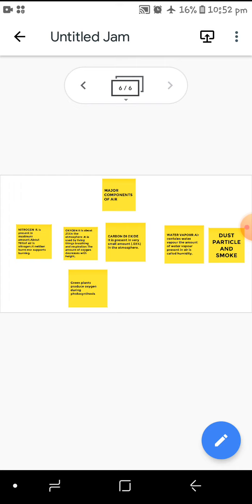This is all we have learned about air today: air is present everywhere, and air occupies space. The major components of air are nitrogen, oxygen, carbon dioxide, water vapor, dust and smoke. Nitrogen is present in the maximum amount. Revise this chapter. This is all for today's lecture.